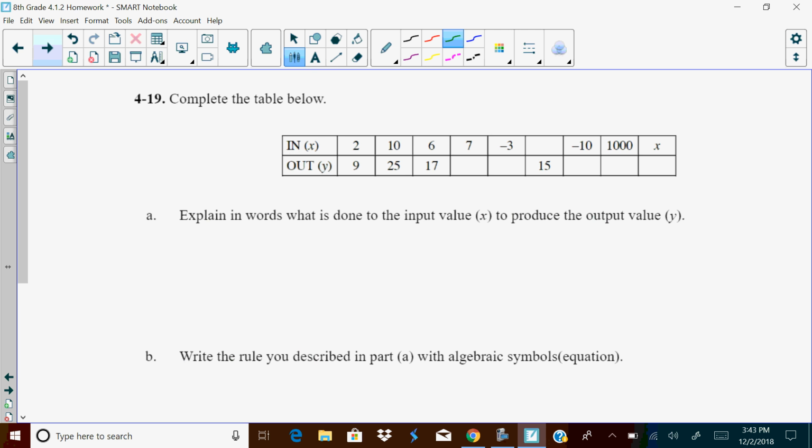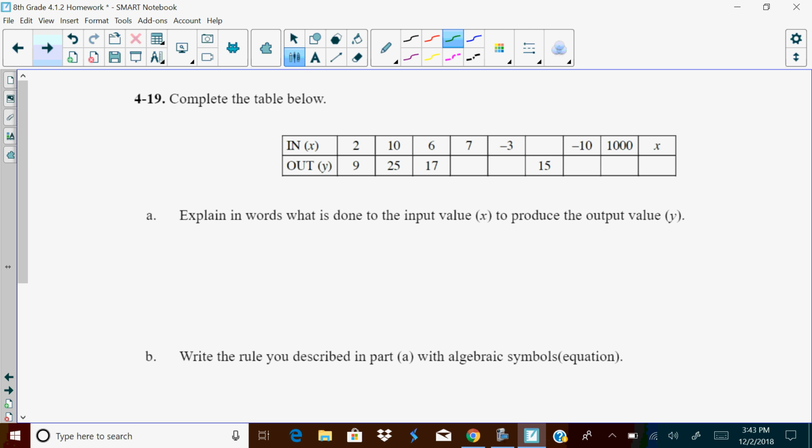Problem 19 says to complete the table, explain in words what's done to find the input. So I know that I did something to 2 to get 9, so I'm going to try 4 gives me pretty close. 2 times 4 is 8 plus 1. But 10 times 4 is 40. That's way too high. So let's try 2 times 3.